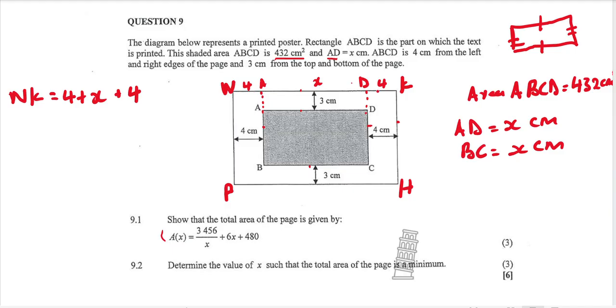It means that from W to K, it is 4 plus X plus 4, which gives us X plus 8. This is the distance WK. I hope you all understand. So let's find the distance from W to P. Let me use this black ink. Since we know that here we have A, and then here we have B.